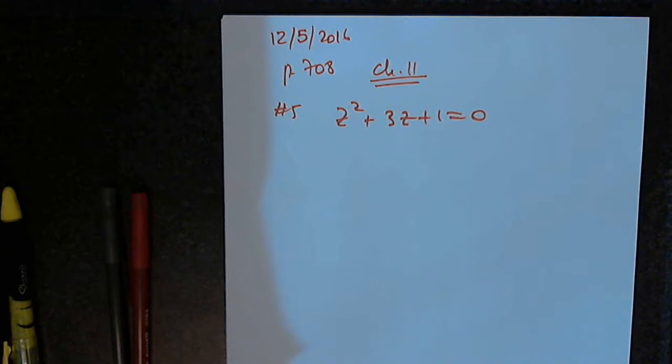Is that Z? Z, put x. If you don't like z, that's fine. So x squared plus 3x plus 1 equals 0.